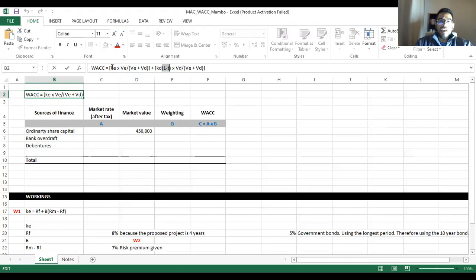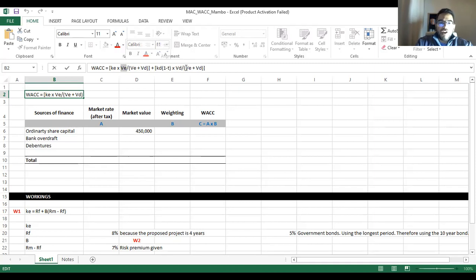Remember, the weighting is generally calculated using market values. The weighting is this over here: value of equity as a percentage of total capital structure. Value of equity plus value of debt refers to your capital structure, your long-term sources of finance. By saying value of equity divided by total long-term finance, you are saying what percentage, what weighting, of long-term finance is funded through equity.